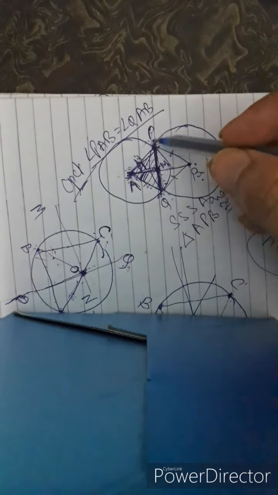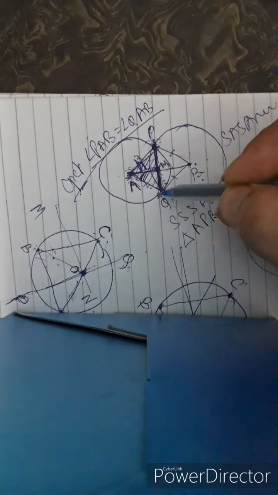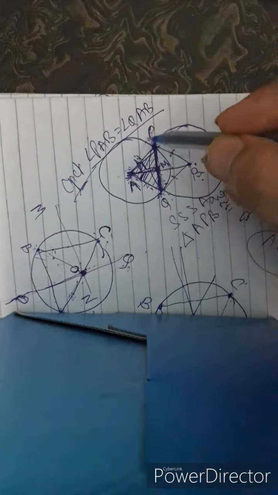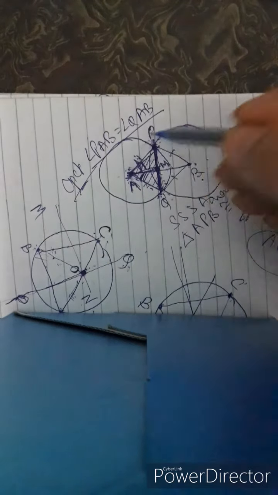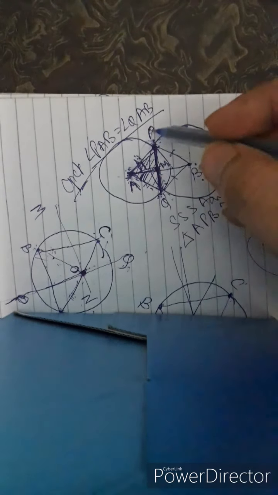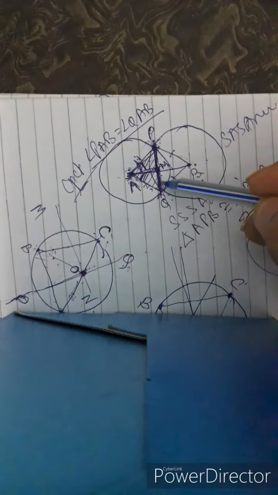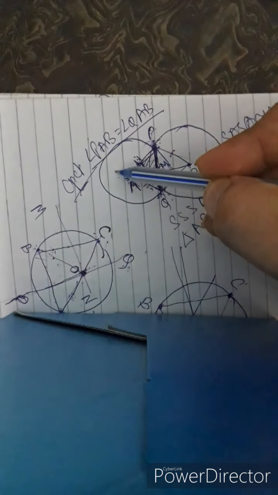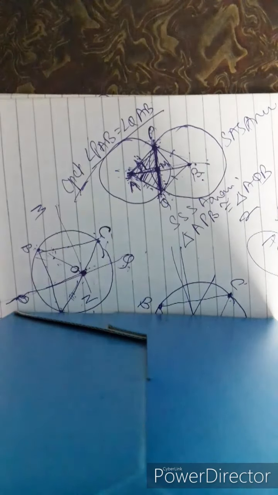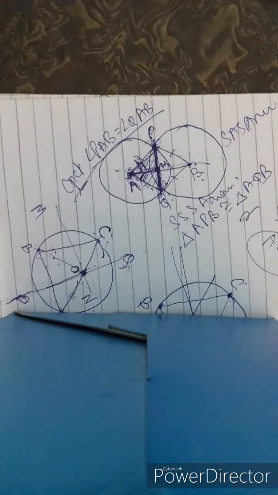We know PQ is a straight line, so PMA plus QMA equals 180 degrees, and PMA equals QMA. Therefore PMA equals 90 degrees. Hence, since PM equals QM and PMA is 90 degrees, it is proved that AB is the perpendicular bisector of PQ. I hope you got this problem.